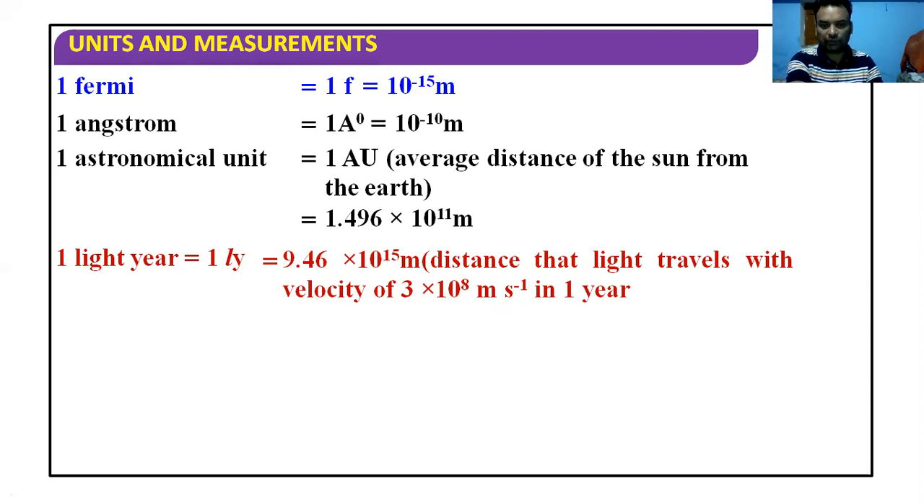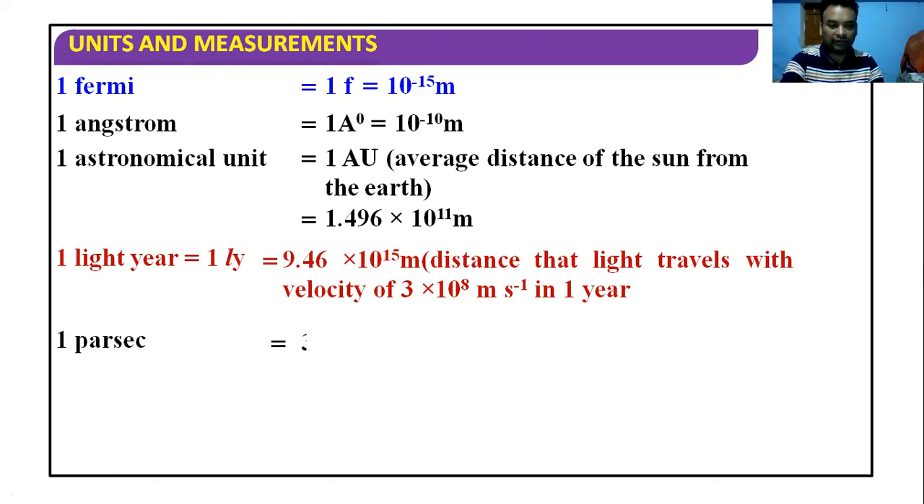So with such a speed, in 1 year, the photons travel a distance of 9.46 into 10 raised to the power 15 meter. So 10 raised to the power 15 is quite a long distance. This is a macroscopic distance. Again, this is 10 raised to the power 11 meter. It is at a macroscopic distance, a quite long distance.